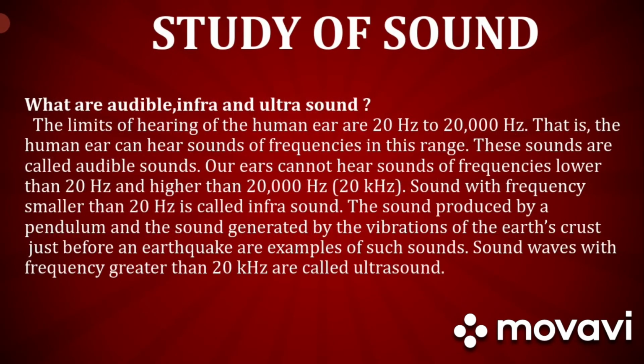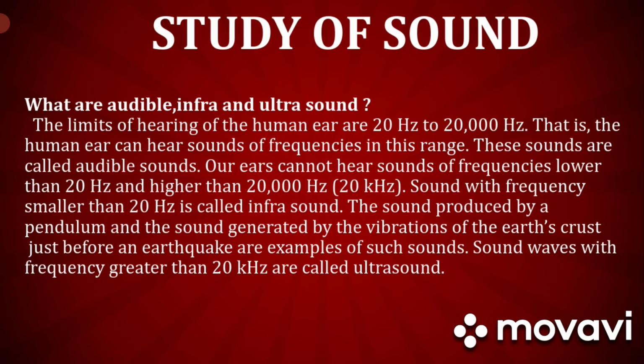What are audible, infra and ultrasound? The limits of hearing of the human ear are 20 Hz to 20,000 Hz. That is, the human ear can hear sounds of frequencies in this range. These sounds are called audible sounds. Our ears cannot hear sounds of frequencies lower than 20 Hz and higher than 20,000 Hz, that is 20 kilohertz.